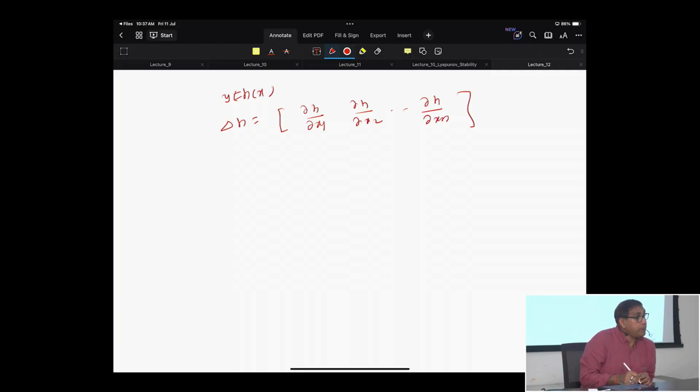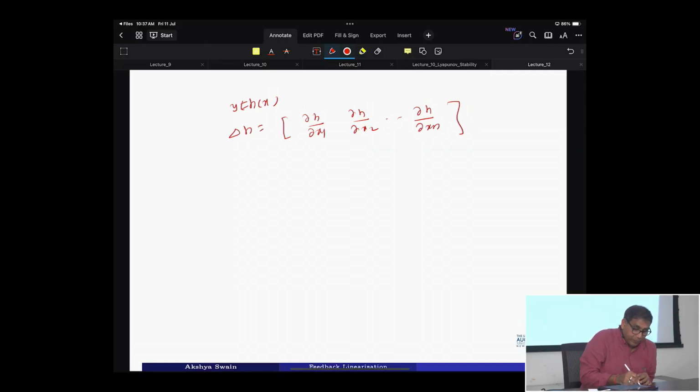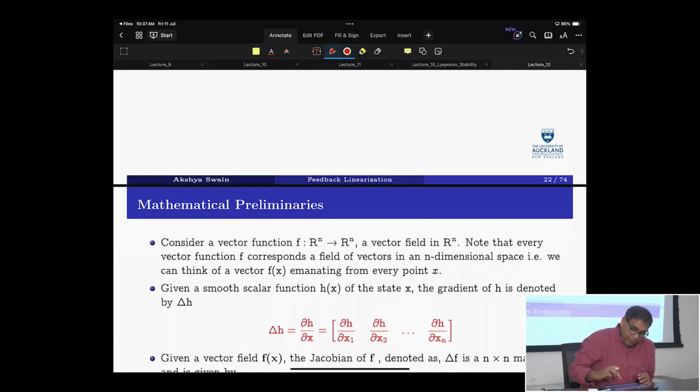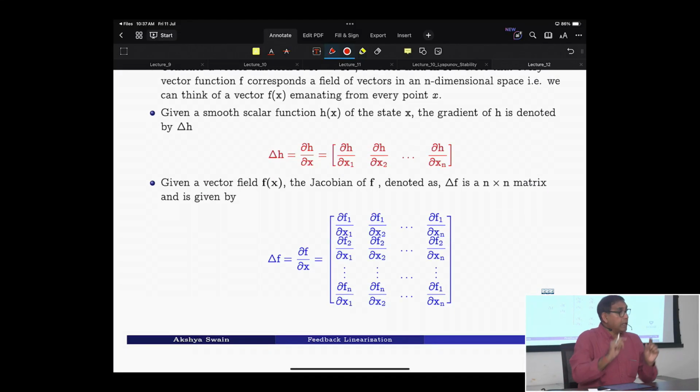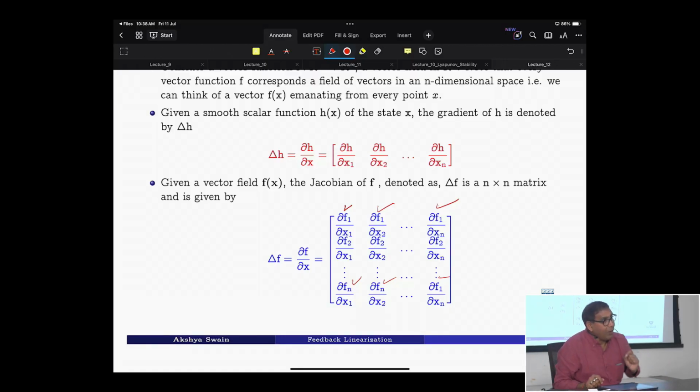x dot is equal to f(x) plus g(x)u. Now I am defining one thing. Here f(x) means f1, f2, depending on the number of state variables. Del f is a matrix: del f1 over del x1, del f1 over del x2, up to del f1 over del xn, and so on down to del fn.